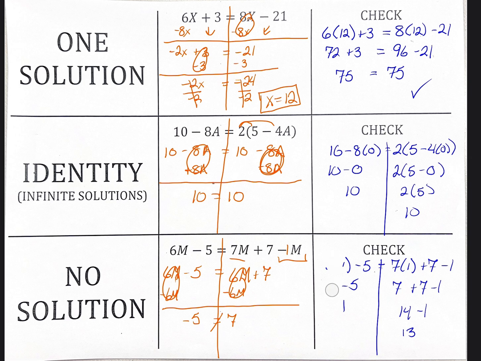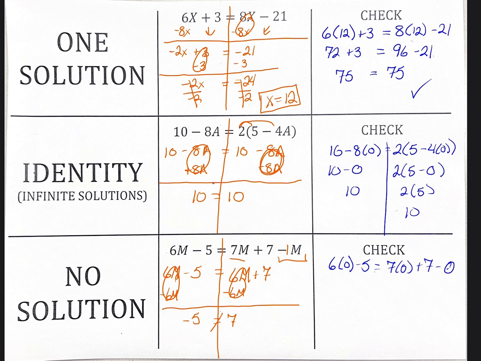We can try this again with 0, or really any other number. I just like to go with 0 because it's the easiest one to plug in. So 6 times 0 minus 5 equals 7 times 0 plus 7 minus 0. So 6 times 0 is 0 minus 5. 0 minus 5 is -5. On the other side, 0 plus 7 minus 0. 0 plus 7 is still 7, and 7 minus 0 is still 7. And again, they do not match. We're never going to find a solution that matches, so no solution.